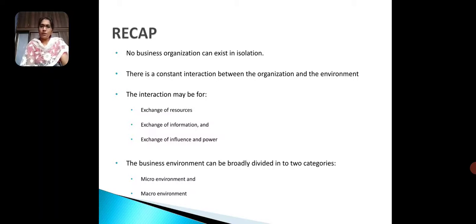Okay, this is very important for the further discussions that we do, on how micro and macro factors can have influence and how to analyze these factors. We will discuss all those things in the coming sessions. For that you need to have a clear-cut idea about the micro and macro environment and the relationship between the company and its environment. Okay.